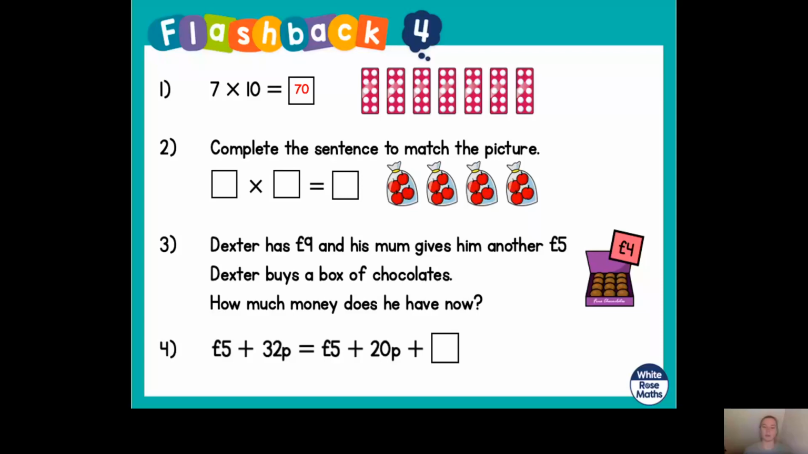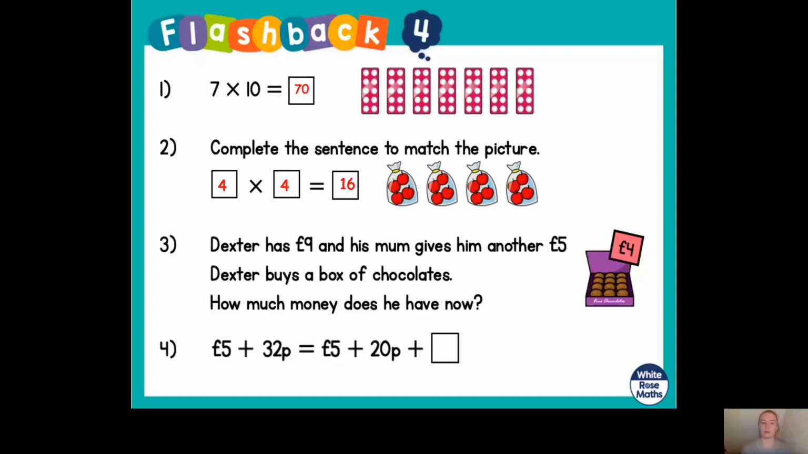7 multiplied by 10 is 70. Now, number 2, let's have a look. So the first number in our multiplication number sentence is going to be the amount of groups there are, which is 4. There are 4 groups of apples. And how many apples are in each group? And that will tell us what we need to multiply it by. Yes, that's right, there's 4. Now, did anybody work this out? 4 multiplied by 4. Yes, that's right, it's 16. Fantastic. And you can check that by counting the apples.